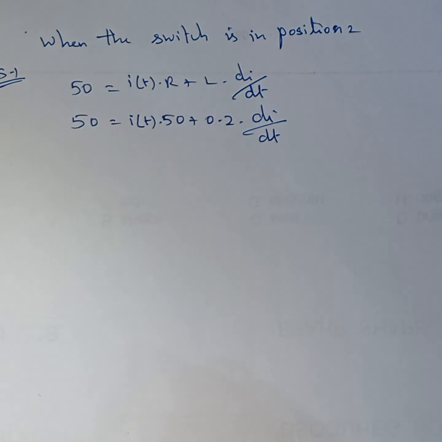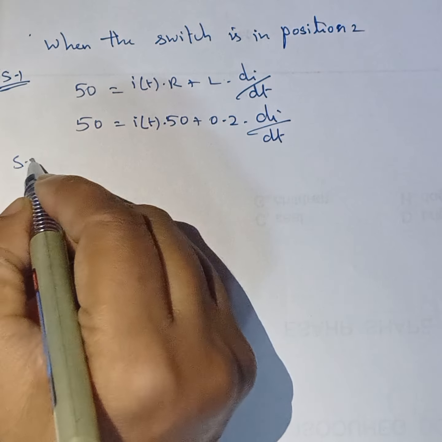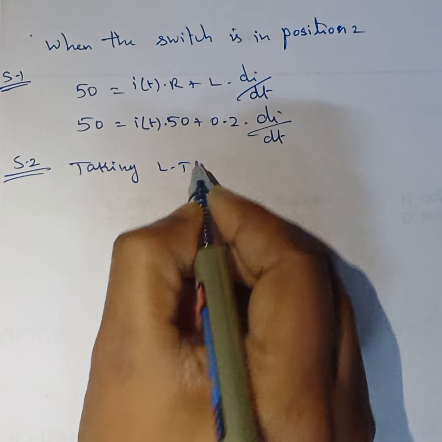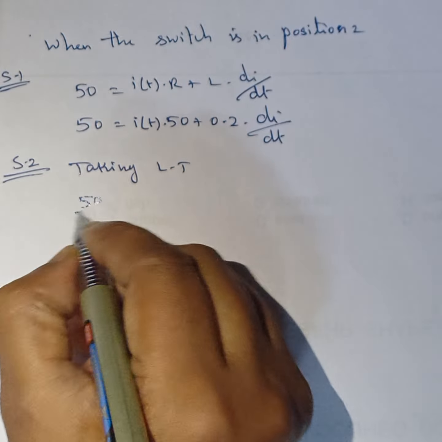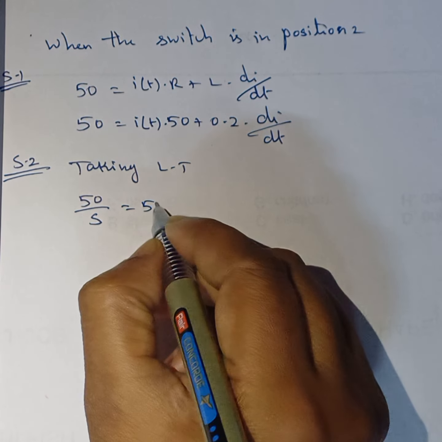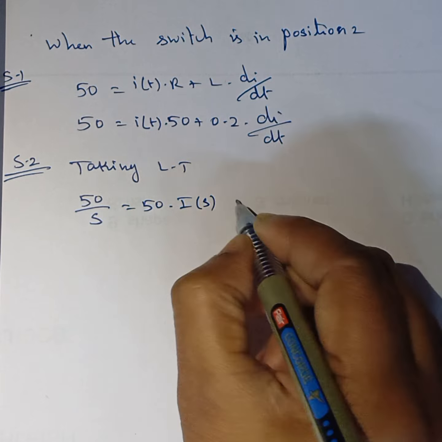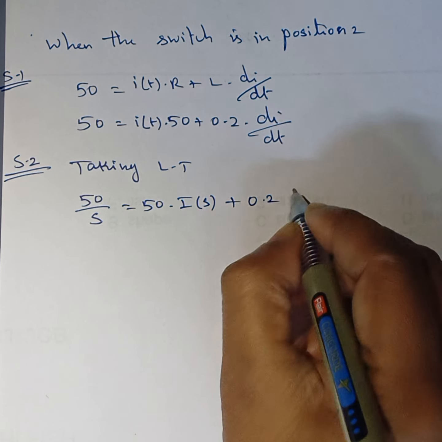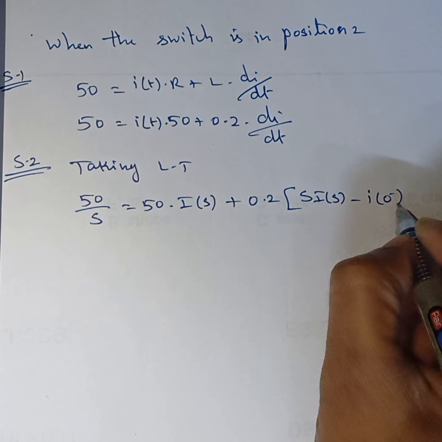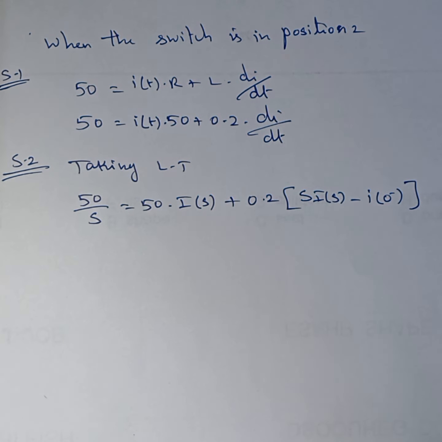Writing the KVL equation. What is step 2? Taking the Laplace transform, we'll get for constant 50, 50 by s, is equal to 50 into I of s plus 0.2 s I of s minus I of 0, whatever we can put it.